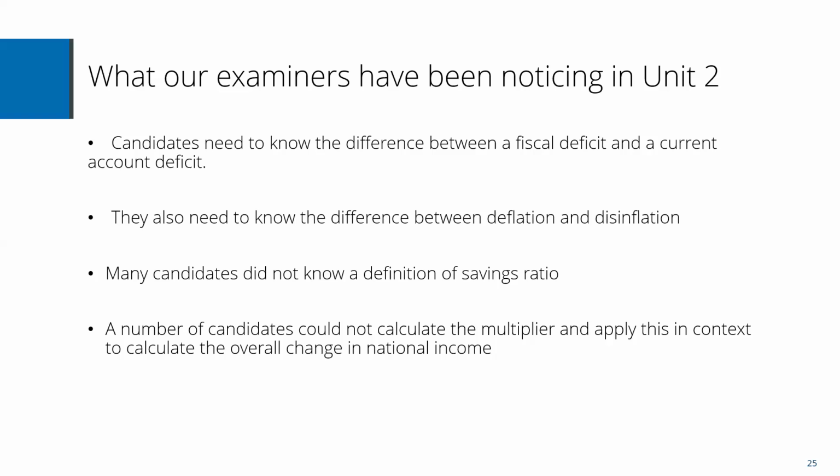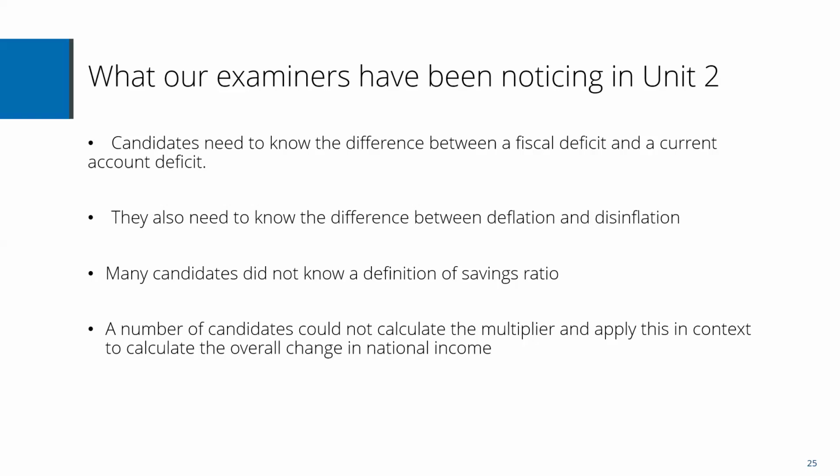Students need to know the difference between deflation and disinflation. Candidates, it's been seen sometimes, don't know a definition of savings ratio. So definitions are certainly something to go through. Every lesson you could go through 5 or 10, make it a bit of a homework exercise, make it a bit of a game sometimes even, but it's very useful for candidates to make sure they're learning those definitions to aid their performance in the exams.